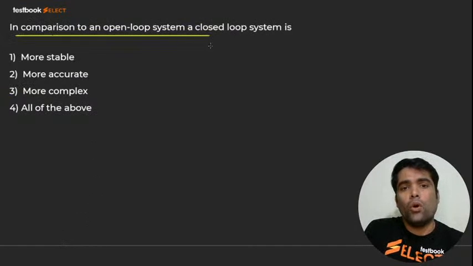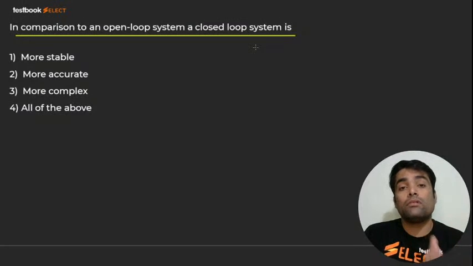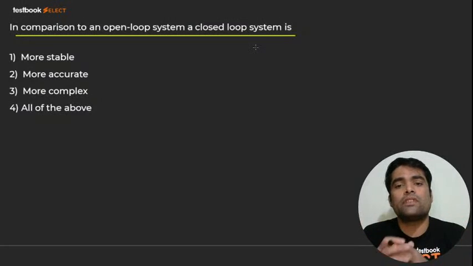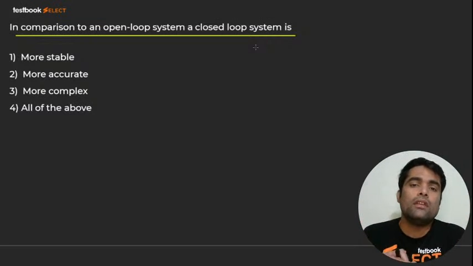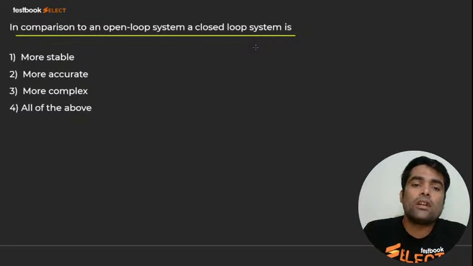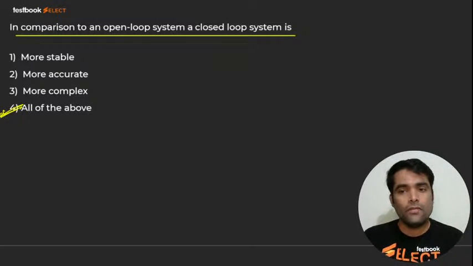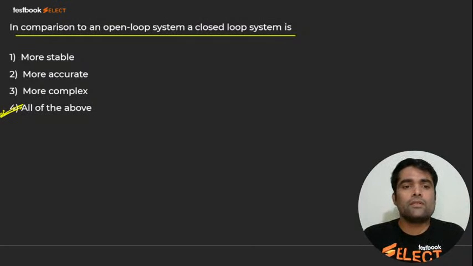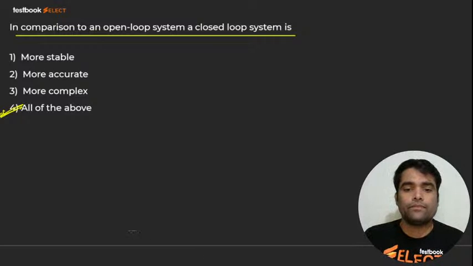In comparison to an open loop system, a closed loop system is more stable and more accurate, and the closed loop system is what, my dear? Due to lots of joinings from here to here, here to there, it becomes complex as well. So, my dear, all of them are correct. Very good. That is a comparison. All of them are correct. Here I go for next.